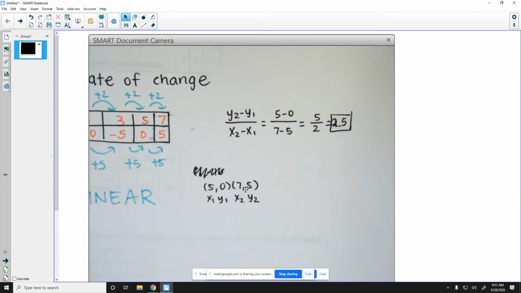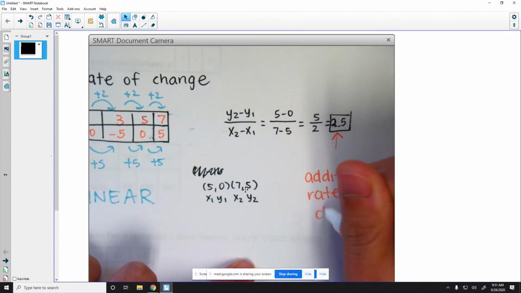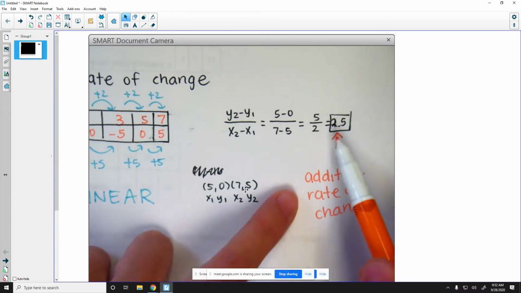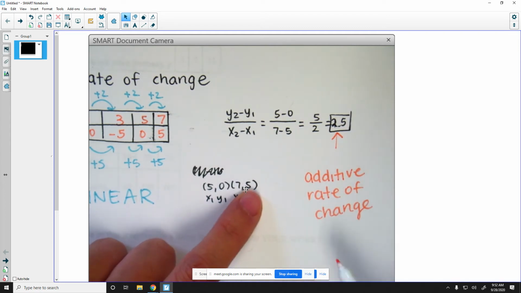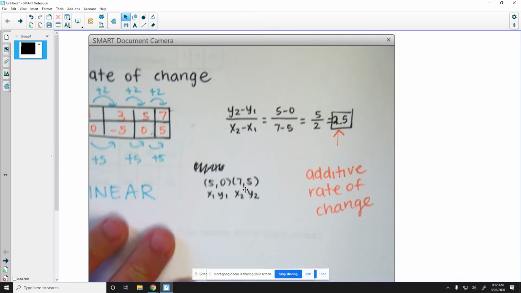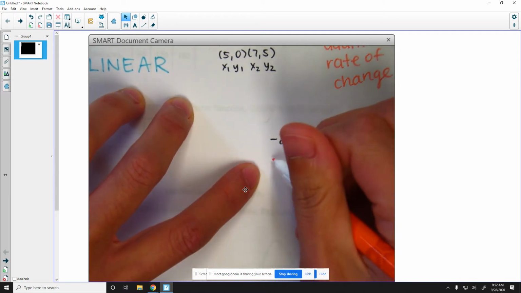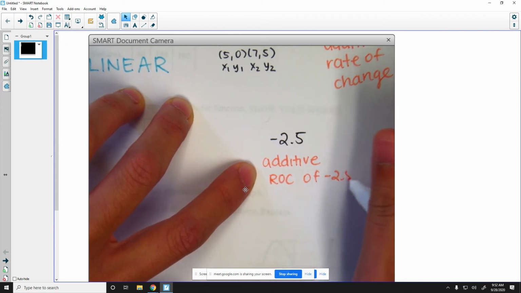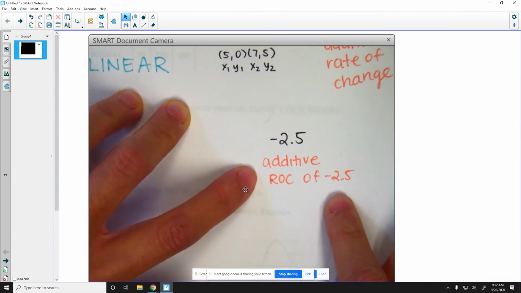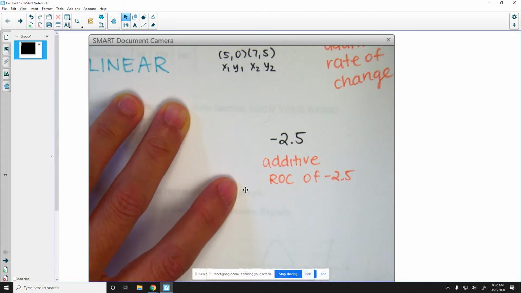Now, I want to just clarify. Sometimes this slope is called the additive rate of change because you're adding 2.5 for every single number. So that's called your additive rate of change. It's basically the same thing as saying your slope is 2.5. So let's say my rate of change was -2.5. That's okay. Even if it's a negative number, you would still say that it's an additive rate of change of -2.5. You wouldn't say that it's a subtractive rate of change. You're always doing it just in terms of adding, so it's just called your additive rate of change.